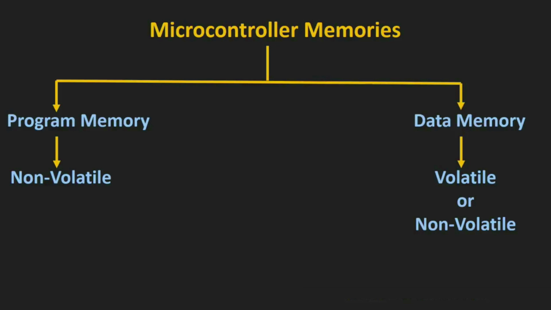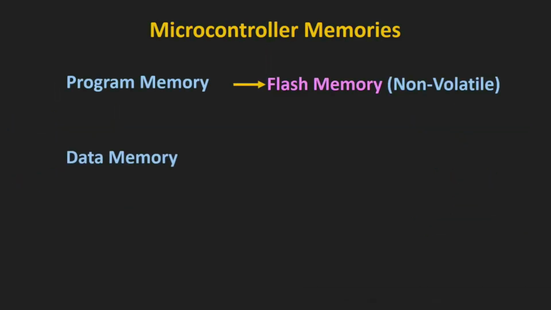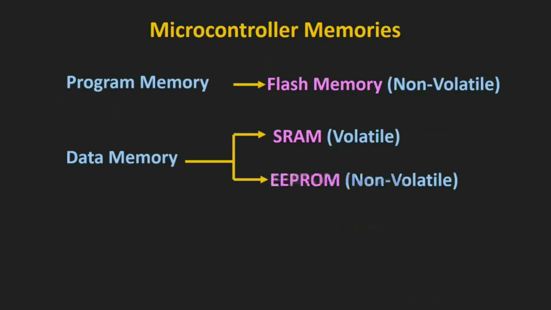Now, in today's microcontroller, flash memory is used as program memory, while as data memory, two types of memories are used, SRAM and EEPROM. Let's find out in this video why flash memory is used as program memory and the other memories are used as data memory. First of all, let's see the program memory inside the microcontroller. Before we see flash memory, let's see the evolution of program memory inside the microcontroller.